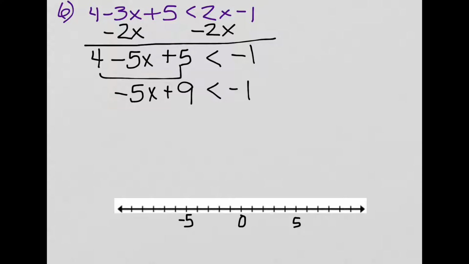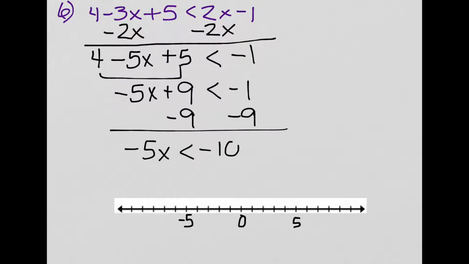And I need to now move my 9 to the other side so I can get just the variable by itself. So I'm going to have that negative 5x is less than negative 10. So far I've just done all the same rules, solving a regular old equation. Nothing has changed. You can even draw that line through the less than sign if you want to treat it like your equals. The party wall, Mr. Woolley calls it.